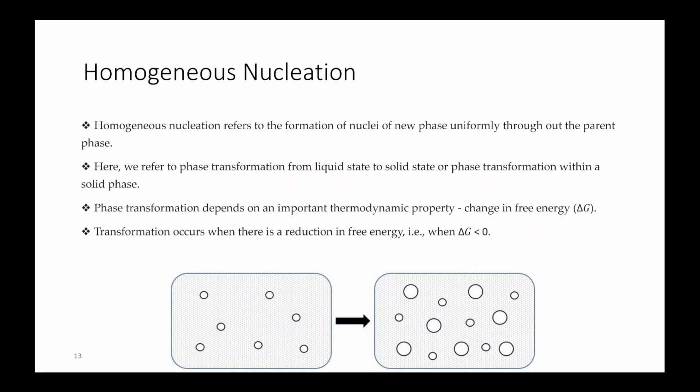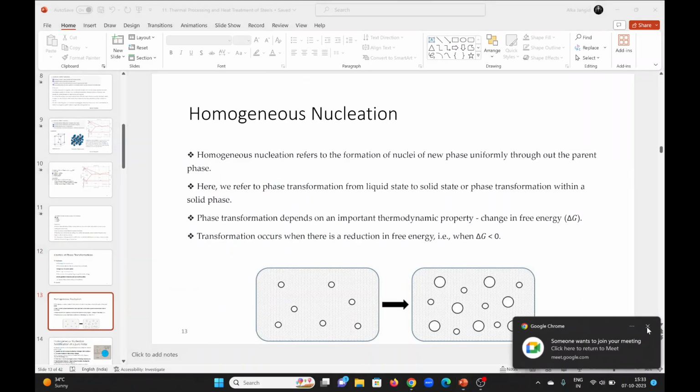Now in case of homogeneous nucleation, it refers to the formation of nuclei of a new phase uniformly throughout the parent phase. Here we refer to phase transformation from liquid state to solid state, or phase transformation within a solid phase. Phase transformation depends on an important thermodynamic property, which is change in free energy, delta G. This transformation occurs when there is a reduction in free energy, delta G less than 0. Here the nuclei that are forming have the same probability across the entire volume.